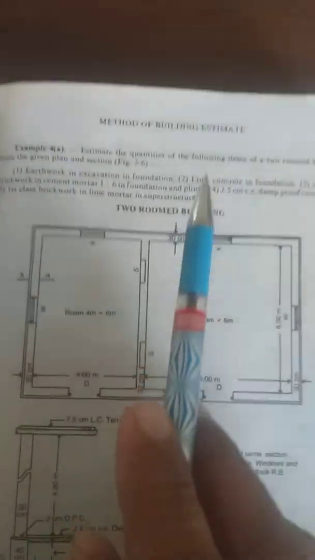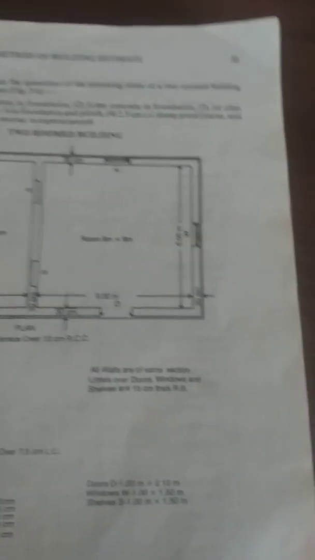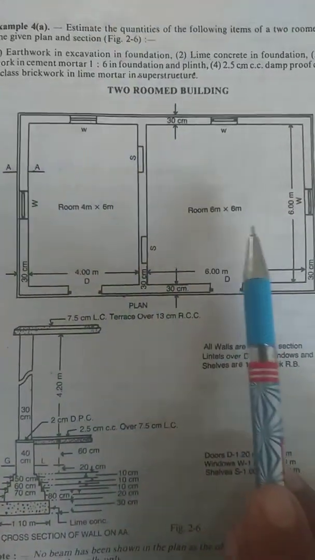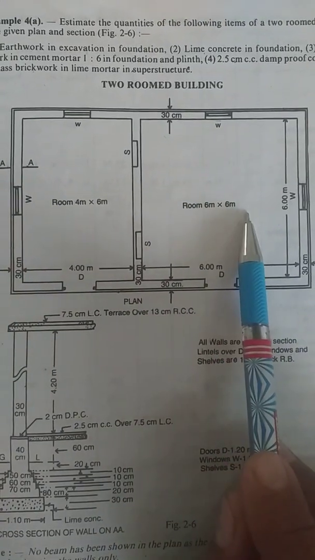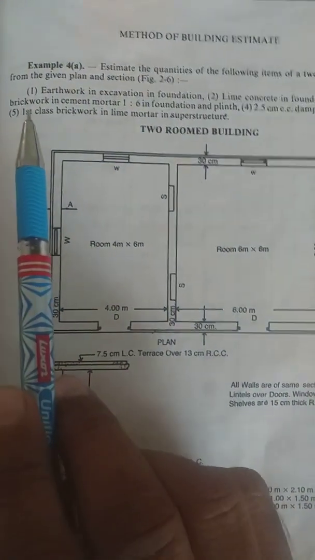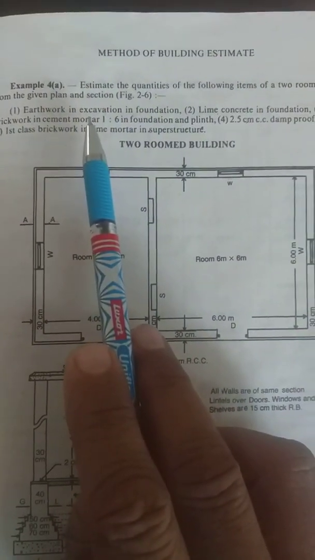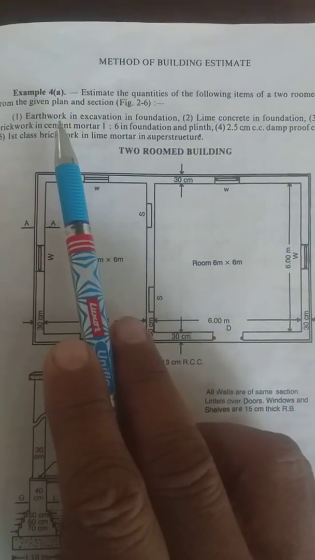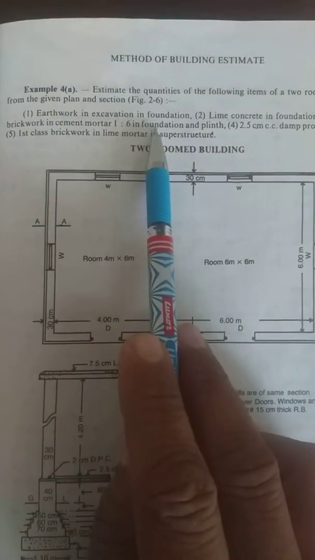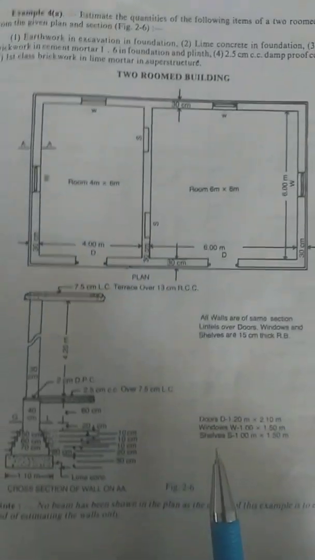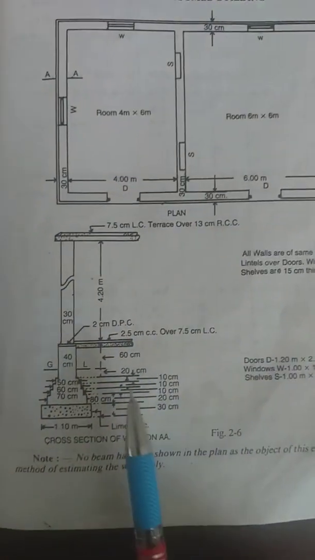In this session, we will talk about the estimation of a two-room building. This is one room, 4 meter by 6 meter wide, and this is a 6 meter by 6 meter wide room. We have to estimate all the five things as in a single room building: earthwork in excavation in foundation, lime concrete in foundation, etc. Okay, you just go through it.